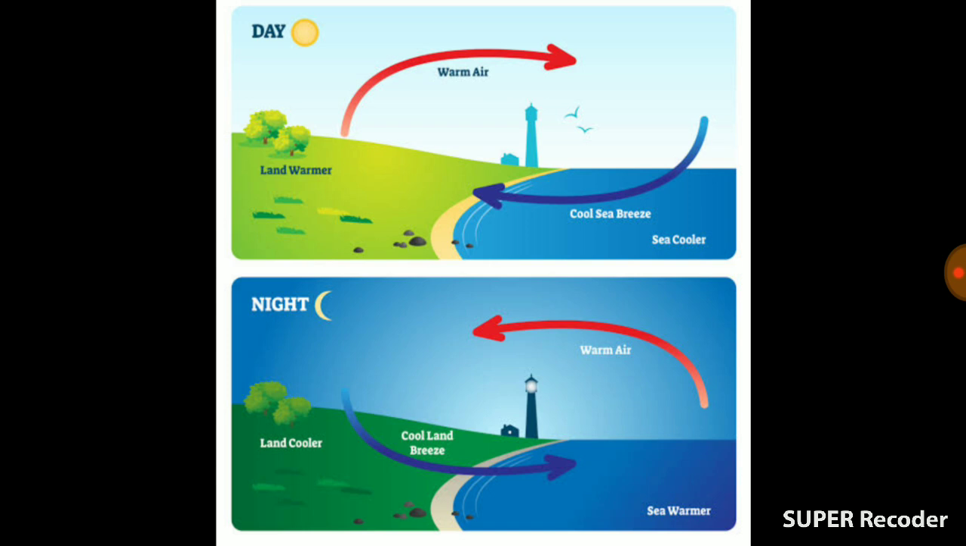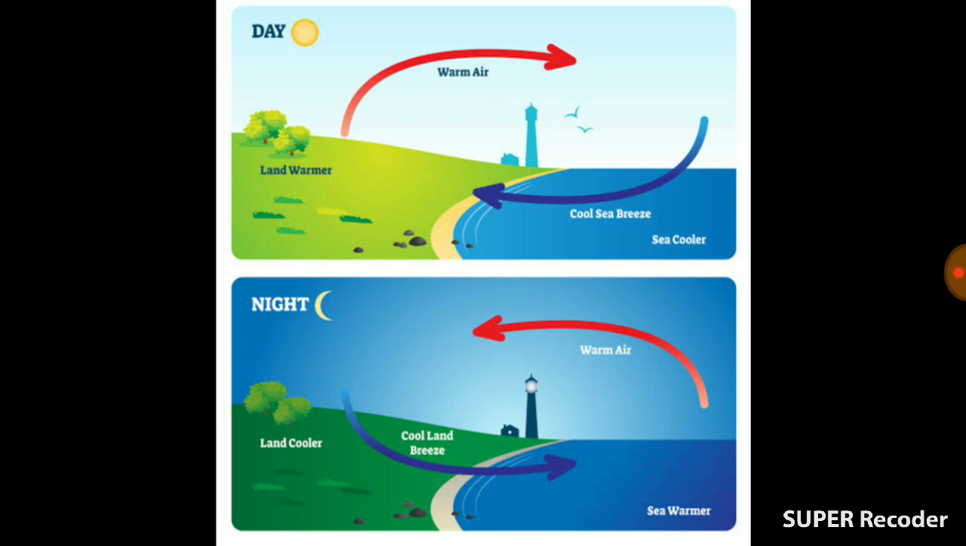And next we come to the land breeze. At night time, you can see on the right, the land cools down faster than the sea water, so hot air above the sea water rises and the cool air from the land moves towards the sea, filling up the space. This is a land breeze. So this is sea breeze and land breeze.